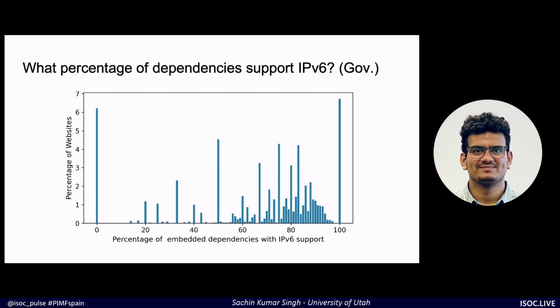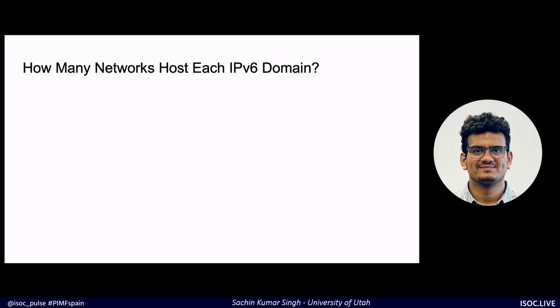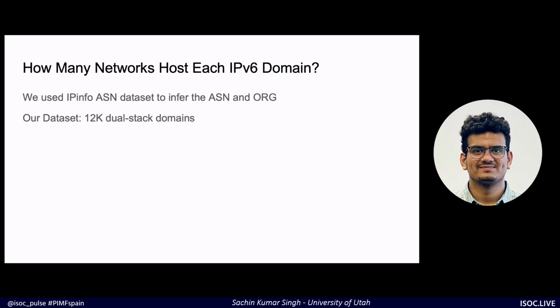We also investigated how many network hosts each IPv6 domain uses and how many organizations it is associated with. For that, we used the IPinfo ASN dataset to infer the ASN org information. Our dataset has 12K dual stack domains. These are the domains out of the 25K domains that we harvested; 12K are available over dual stack.